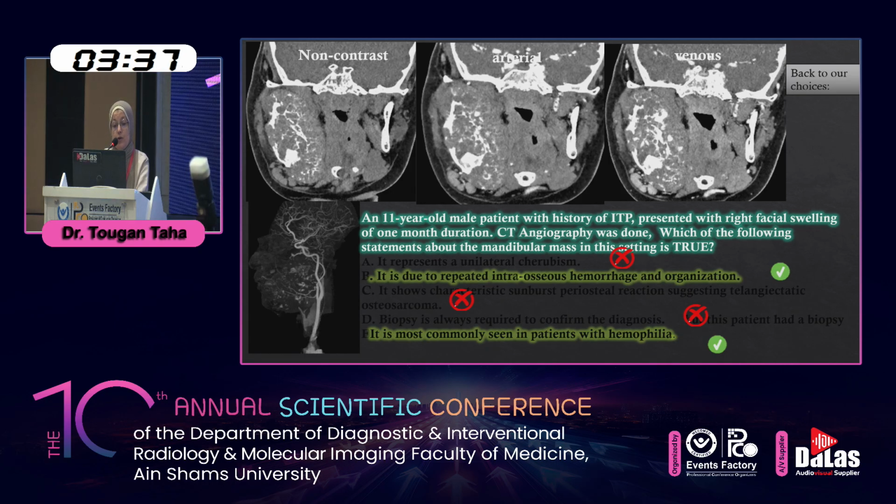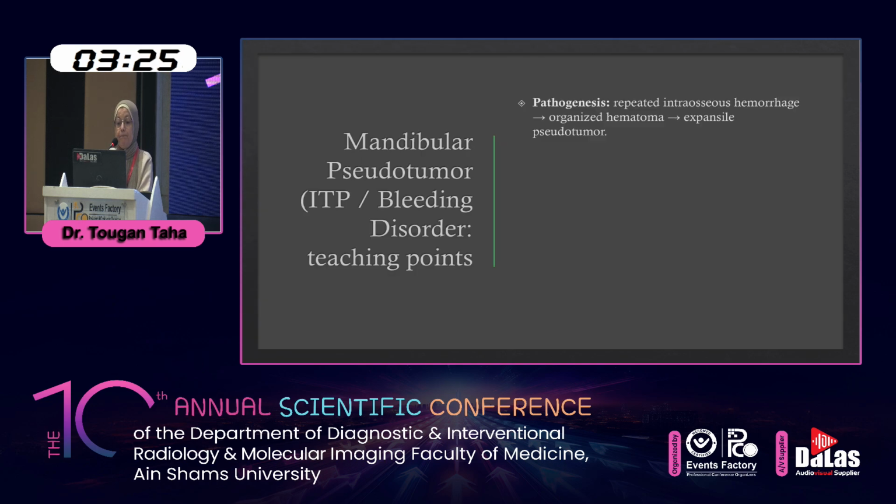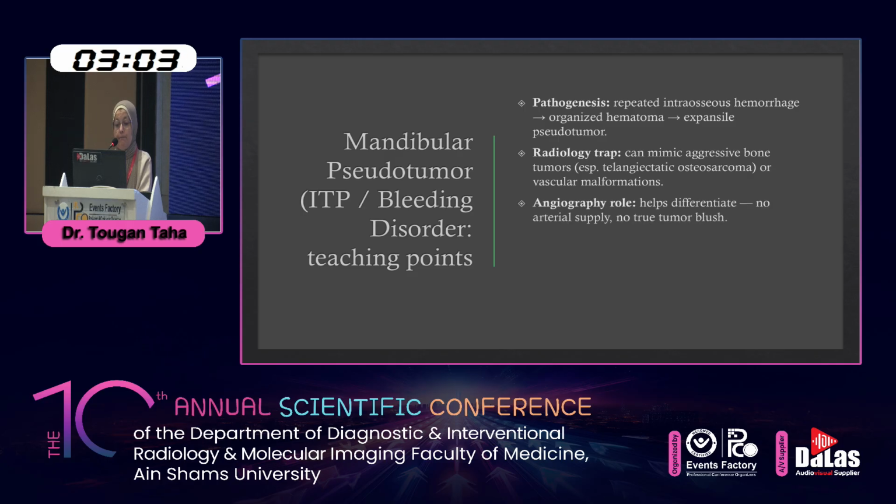So back to our choices, the correct answer is that it is due to repeated intraosseous hemorrhage and organization, and it is most commonly seen in patients with hemophilia. The pathogenesis of intraosseous pseudotumor is repeated intraosseous hemorrhage with organization and hematoma, and then expansile pseudotumor. It can mimic an aggressive bone tumor, especially telangiectatic osteosarcoma, or a vascular malformation.